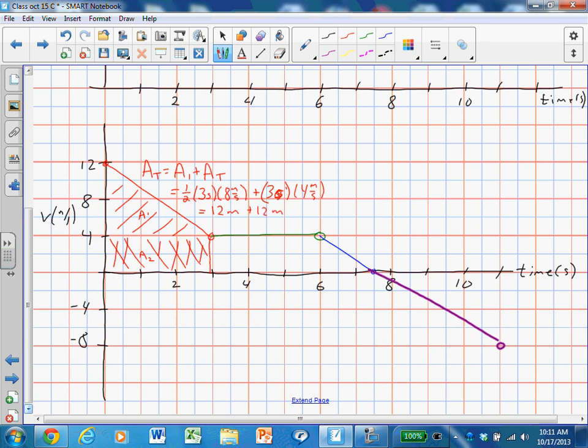Okay? That make sense? Because it's the area from the curve to the t-axis. So not only do you have this triangle, but we have this rectangle to get down. So the total area, AT, is both A1 plus A2.